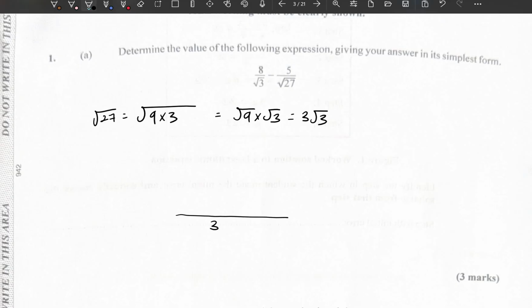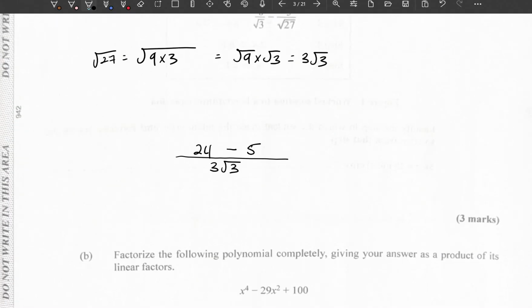So we have 3 root 3. Then we have root 3 goes into root 3 once. So 3 by 8 is going to be 24. Minusing from that 27, well, that is 3 root 3. So we're going to have 5 on the numerator. This would then give us 24 minus 5. That's 19. That's going to be 19 over 3 root 3.